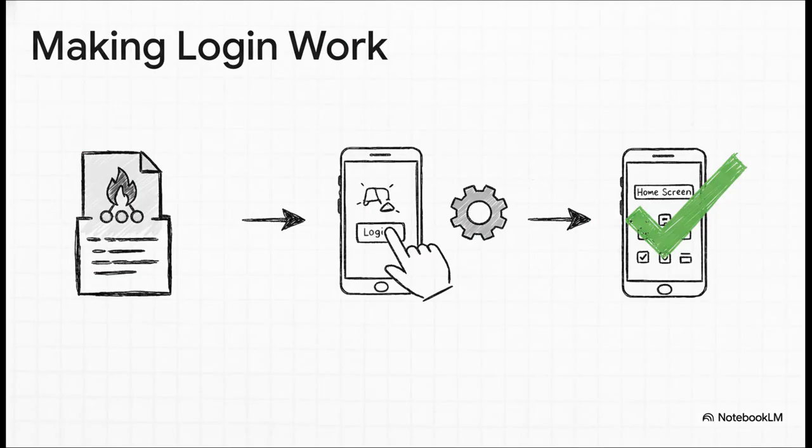So let's connect all the dots. How do we make our login button actually work? Well, with a service like Firebase, it's almost laughably simple. You import their special authentication tool. Then, when the button gets pressed, you just call one single function. Sign in with email and password. Firebase does all the hard, secure work of checking the password, and if it's correct, you just tell the app, hey, go to the home screen.